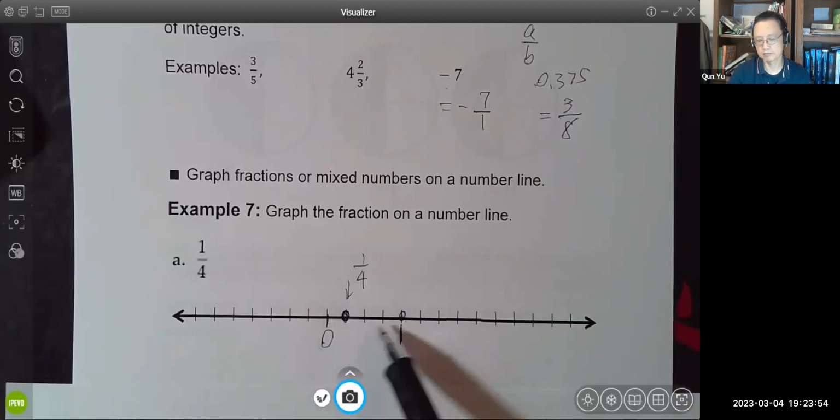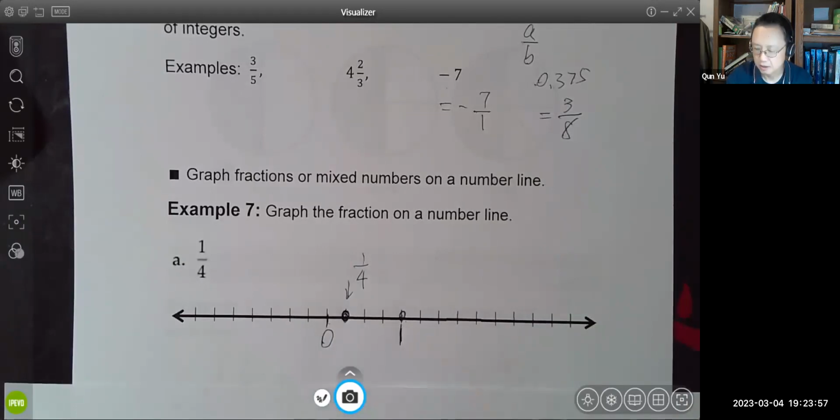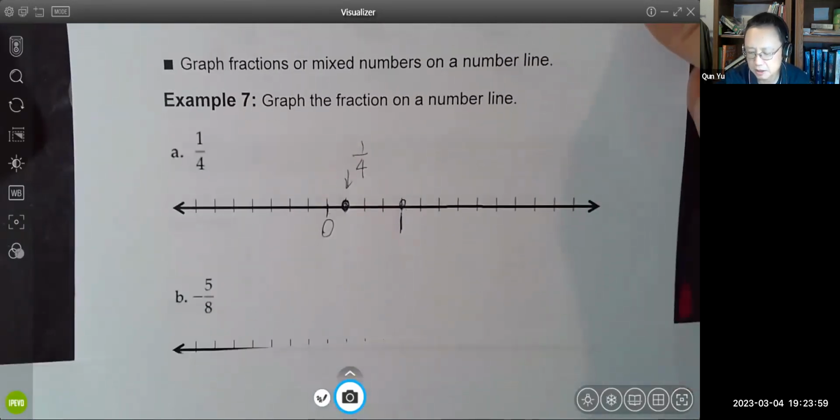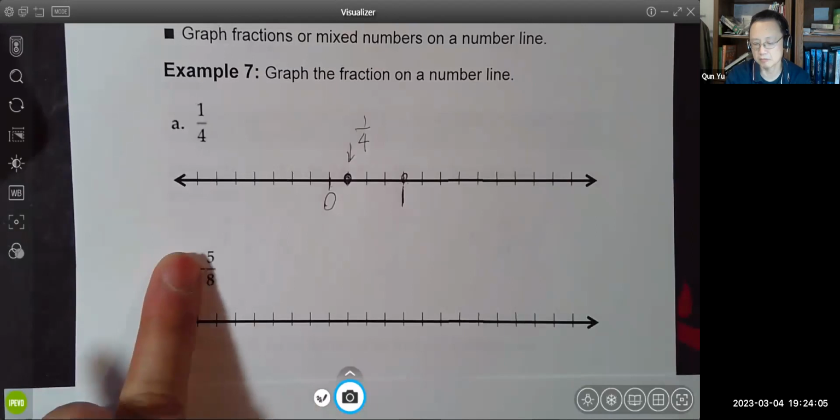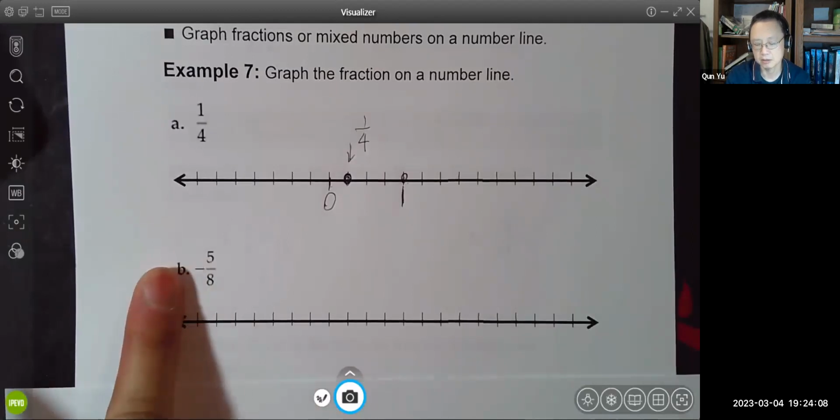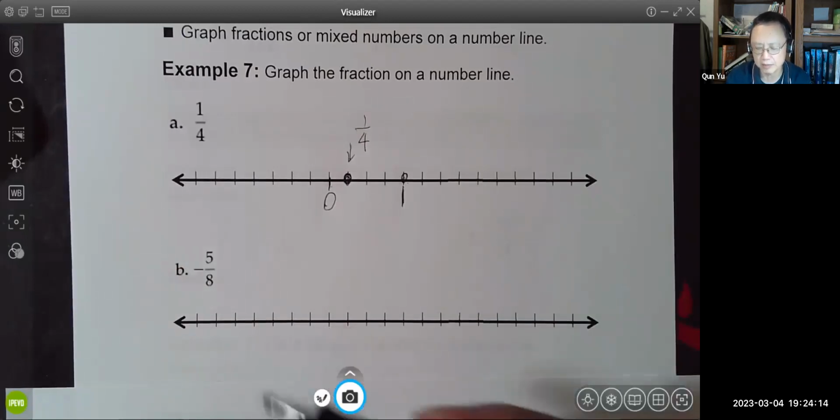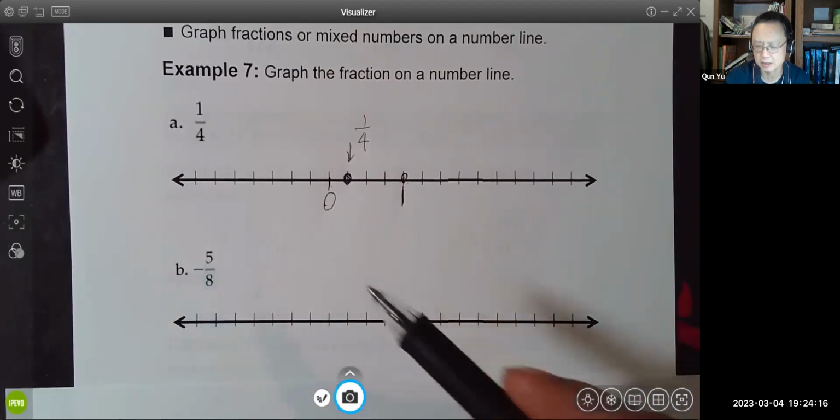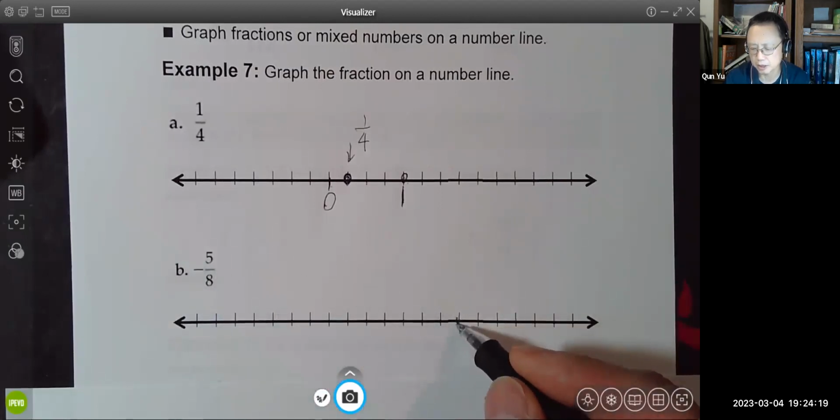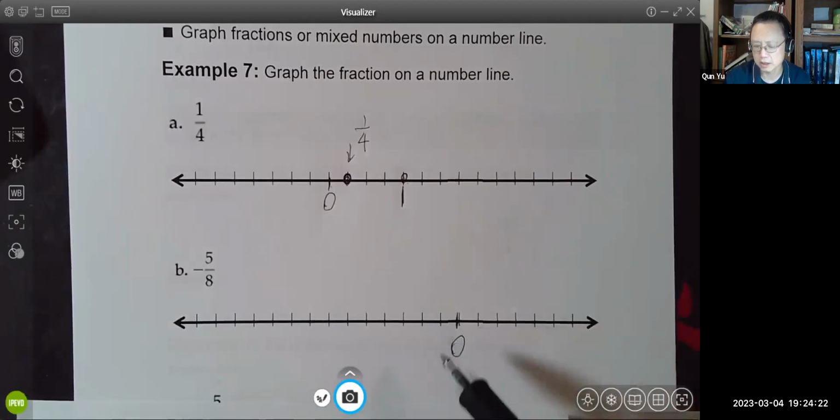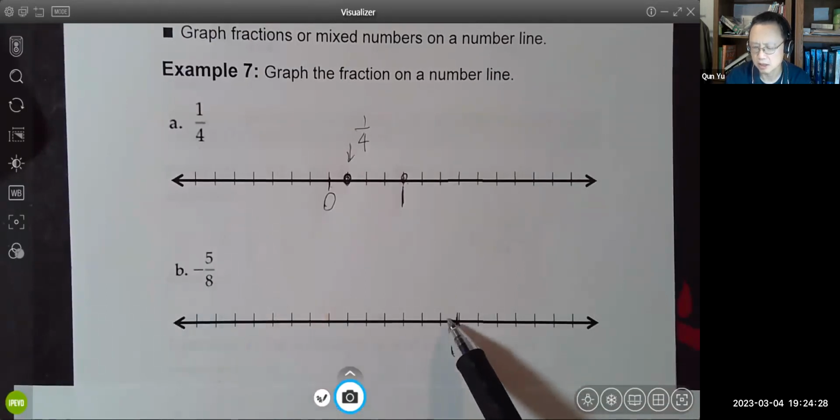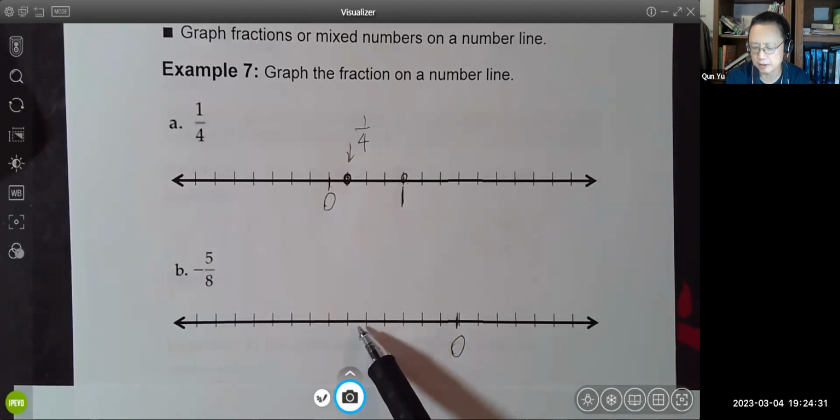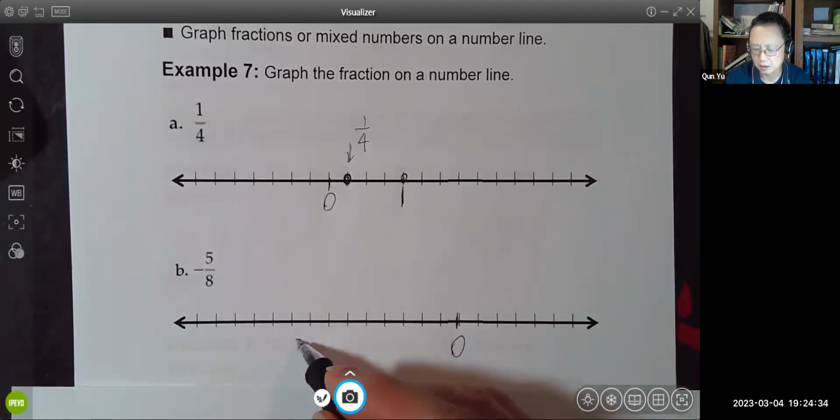One quarter of the whole unit. Okay, we move on to the next one. We get negative 5/8. First of all, 5/8 is smaller than 1. So this negative 5/8 is between 0 and negative 1, because negative 1 means negative 8/8. So again, we designate a point as 0. Negative 1, this time we need 8 units to represent one whole, right? So 1, 2, 3, 4, 5, 6, 7, 8. Here is negative 1.